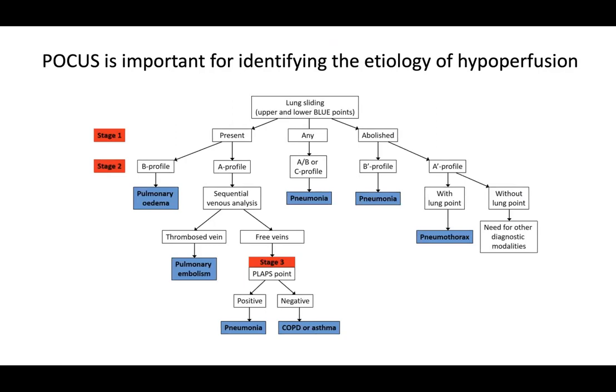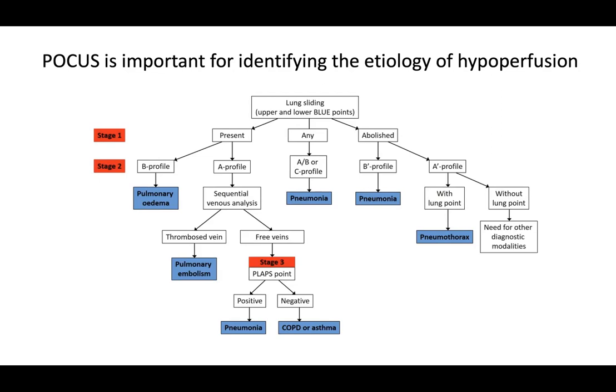If we go for the upper and lower blue points, then if they're present, check for the B profile and the A profile. If any of the A or B profile are seen, then we diagnose pneumonia. If these upper and lower blue points are abolished, we check for A dash and B dash. If B dash is present, then it's pneumonia. If A dash is present, we look for the lung point. If the lung point is there, we identify pneumothorax. Without lung point, we have to do other modalities. Maybe we need to do a bronchoscopy to see what the features are.